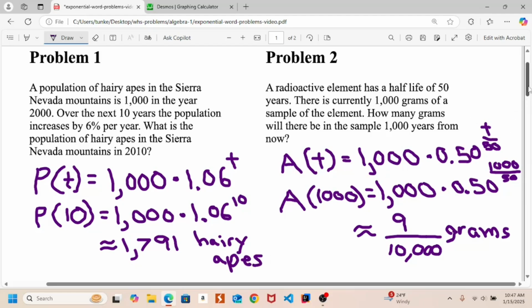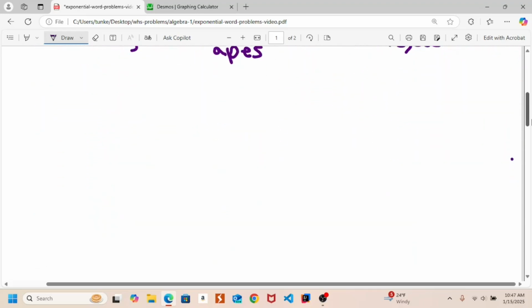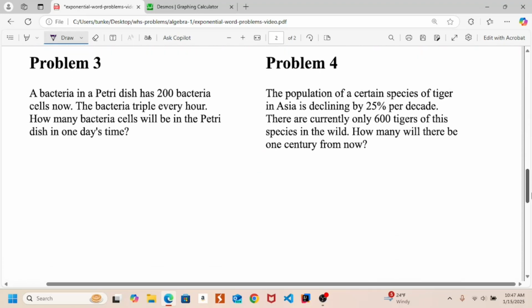Okay, let's try a couple more. Let's go on down here. Let's look at problem 3. So a bacteria in a petri dish has 200 bacteria cells now. The bacteria triple every hour. How many bacteria cells will be in the petri dish in 1 day's time?